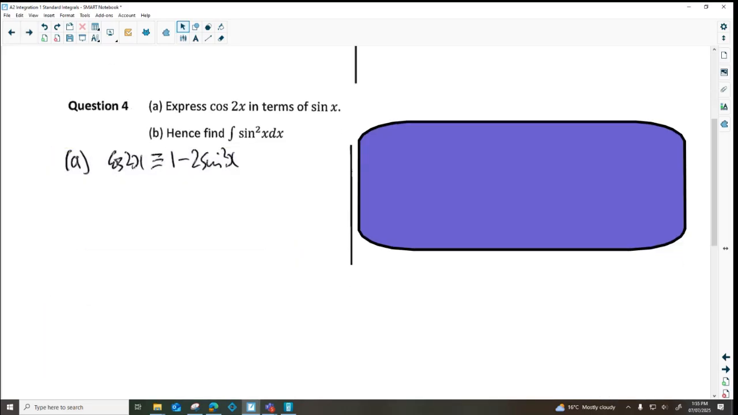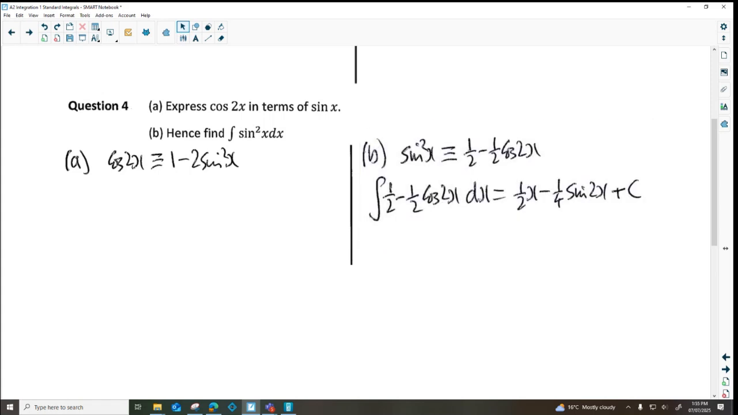Okay, folks, so this is just meant to be written down from knowing your trig identities. The formula that links cos 2x and sine x is cos 2x is 1 minus 2 sine squared x. Hence find the integral of sine squared x. Well, if you rearrange that to get sine squared x in terms of cos 2x, you will get sine squared x is a half minus a half cos 2x. The integral of a half gives you a half x. And then the integral of cos 2x is a half sine 2x. So it's a half x minus a quarter sine 2x plus c.